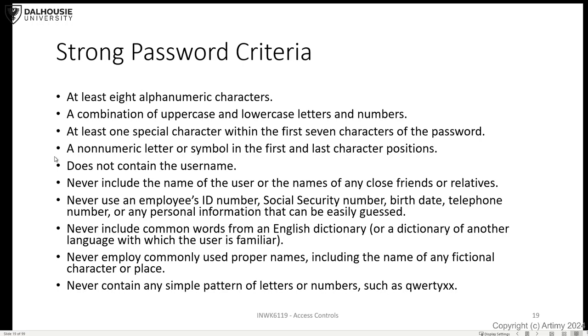So these are the common rules. Now this is just an example, right? Different systems require different criteria for passwords, but these are the common ways you make sure that the password is strong, right?